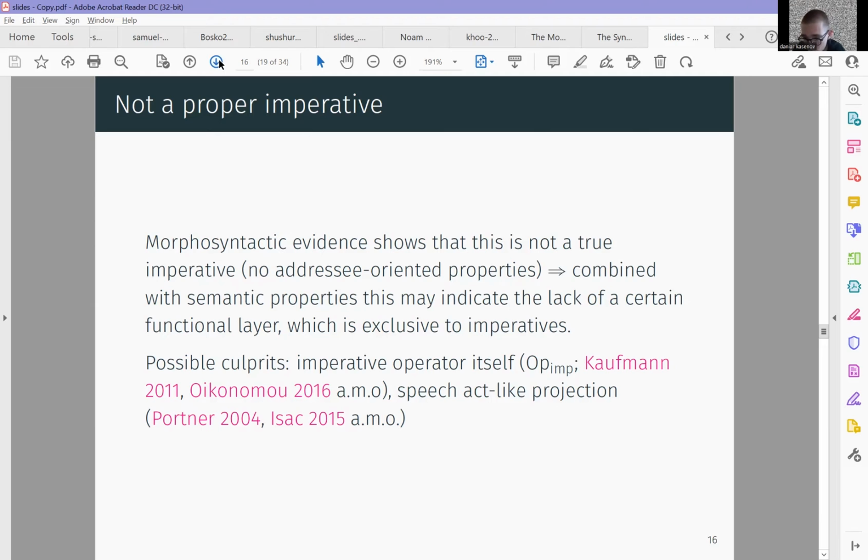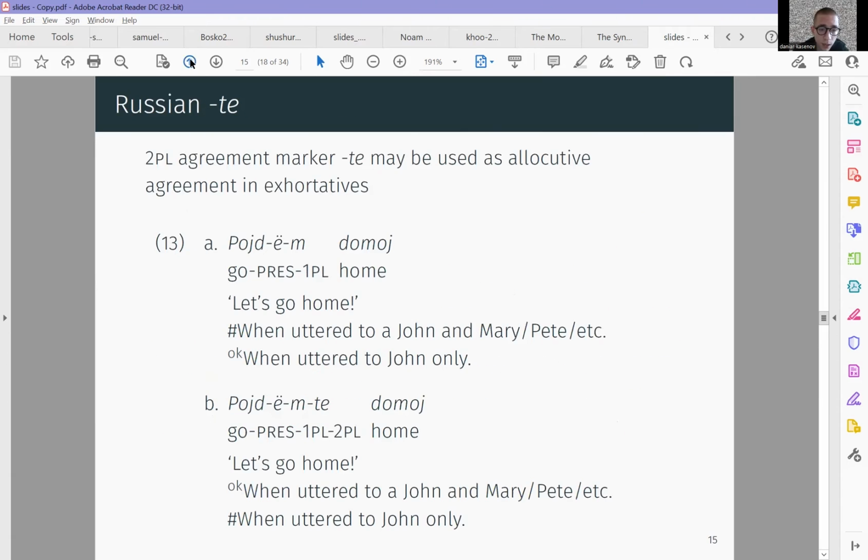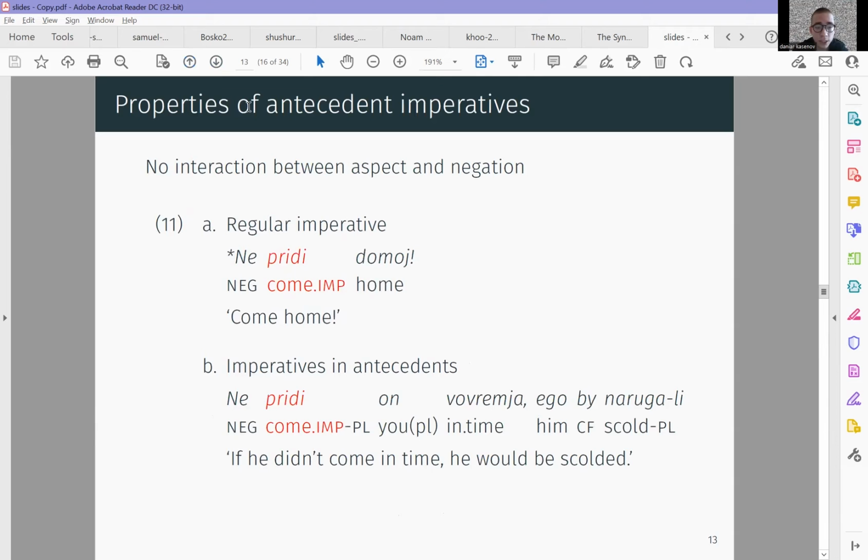I think there can be two possibilities. The first one would be, if you are committed to a modal analysis of imperatives, you can say that, well, we do not have addressee-oriented properties anymore, but we still have a covert modal. Another possible alternative would be that once we strip this imperative functional layer away, which I have mentioned, we are left with some minimal semantics, something as simple as a simple property. For examples like 11b, «придем вовремя», without conditionals, it would mean something like a simple property of worlds, for example, a world where he comes in time.